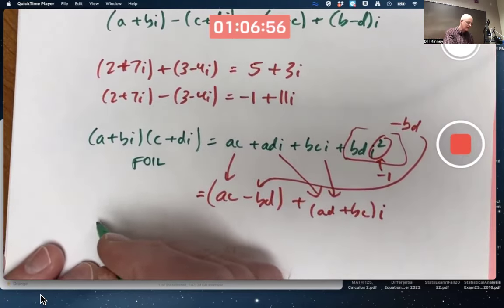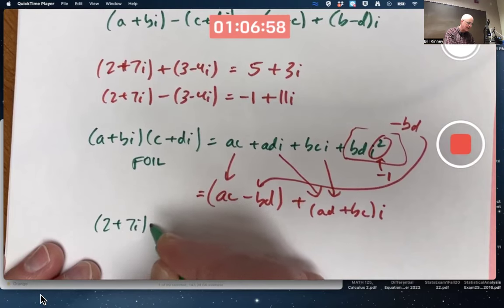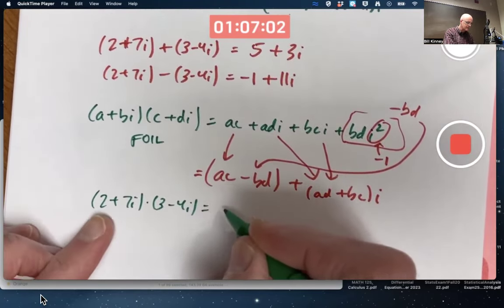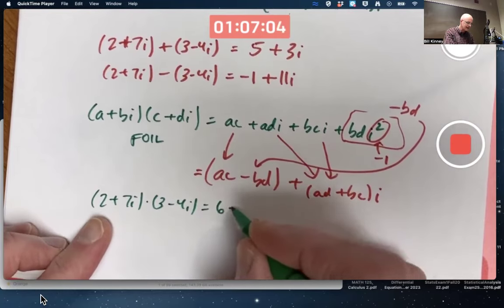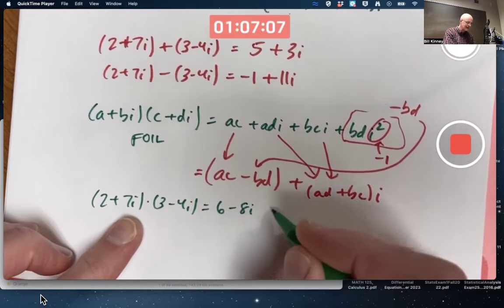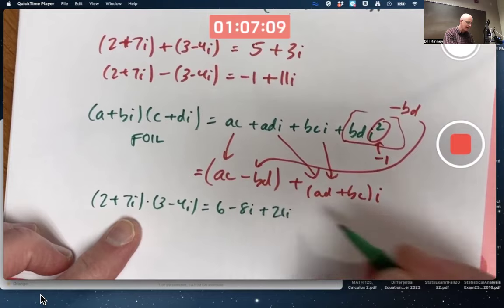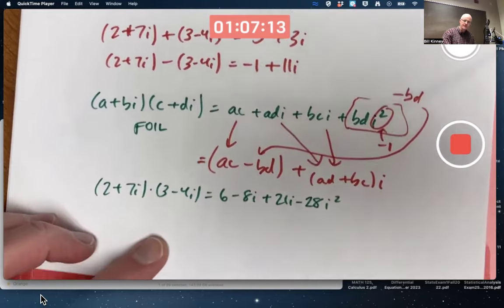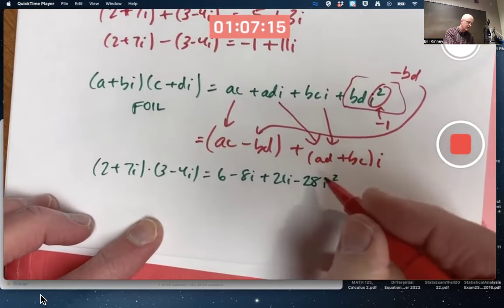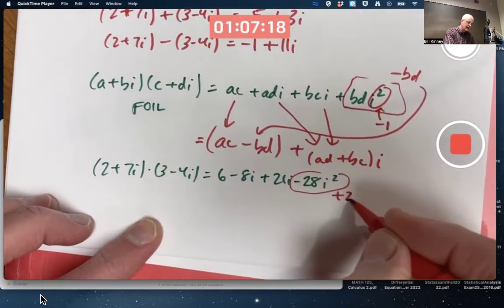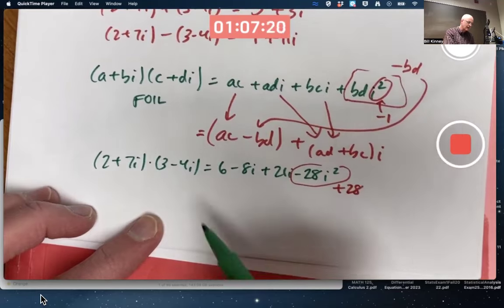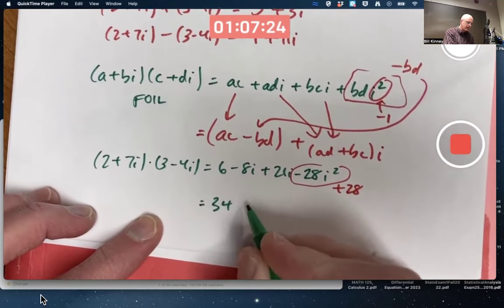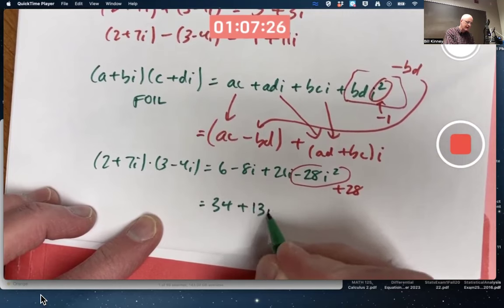If I multiplied 2 plus 7i and 3 minus 4i, I'll do it by FOILing. 2 times 3 is 6. Outside times outside is minus 8i. Inside times inside is plus 21i. And last times last is minus 28i squared. i squared is negative 1, so this whole thing becomes plus 28. 28 plus 6 is 34. Negative 8i plus 21i is plus 13i.